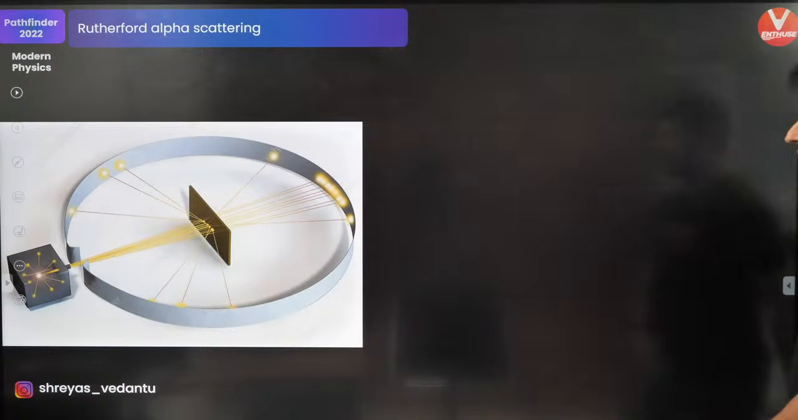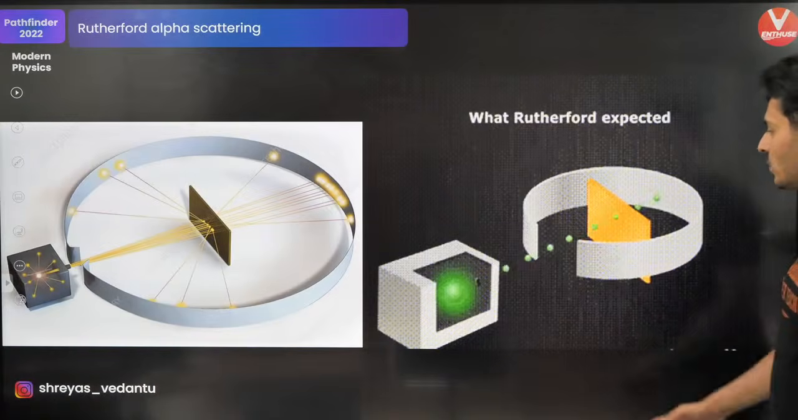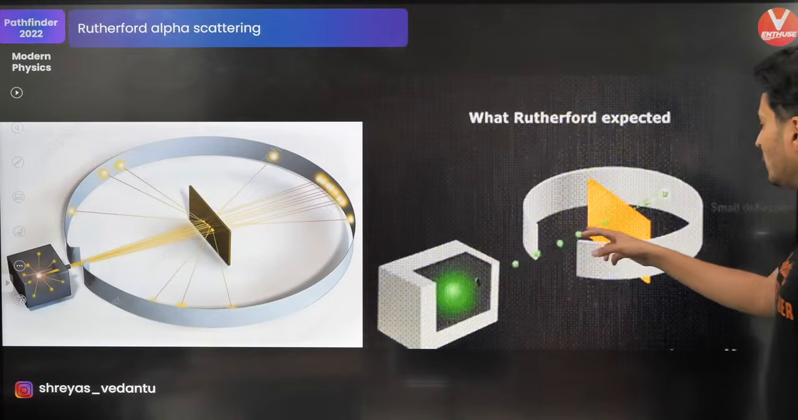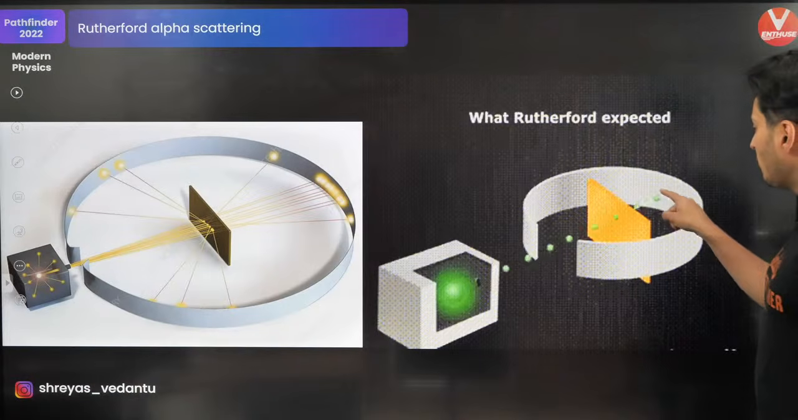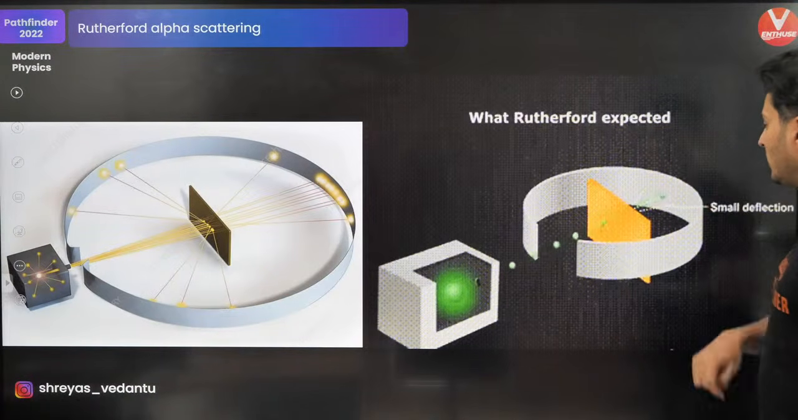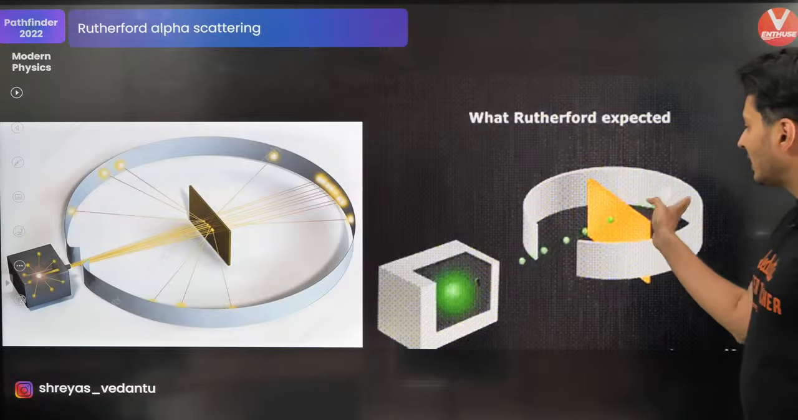You would have seen this back in chemistry as well. This is how it looks like. These are alpha rays. You can see there is a detector over here. There is a metallic sheet. Most of the alpha rays are hitting over here. Very few are getting deflected left or right.